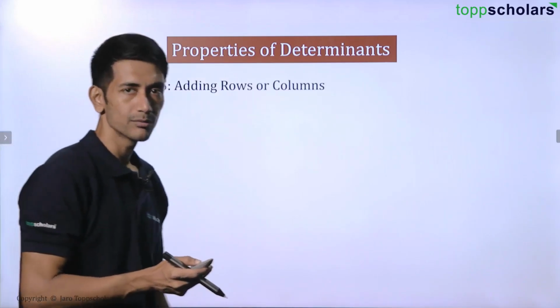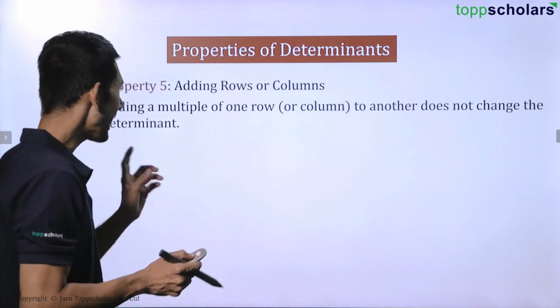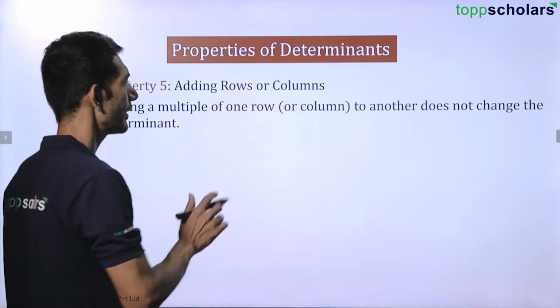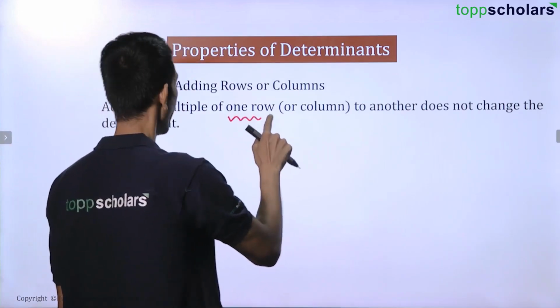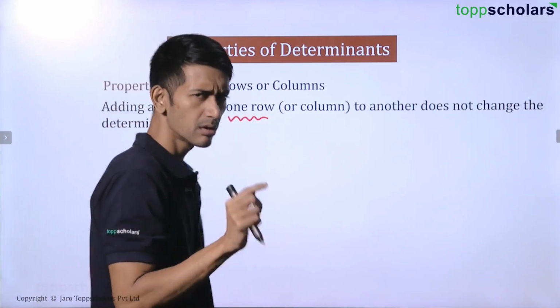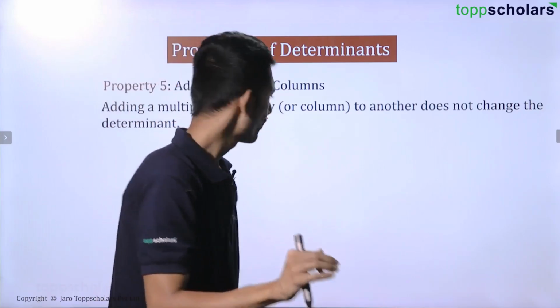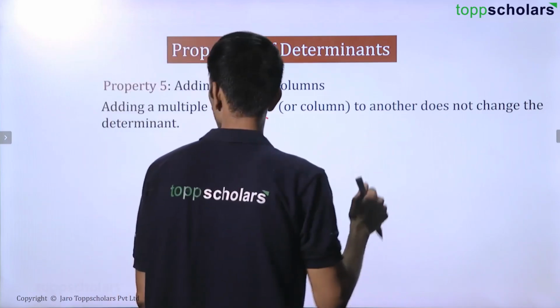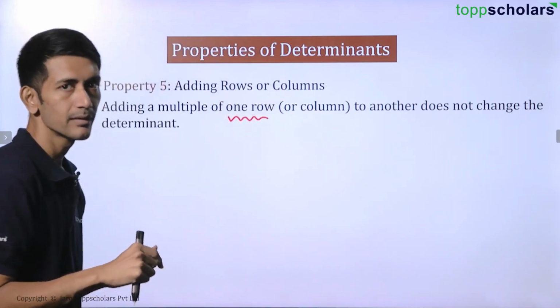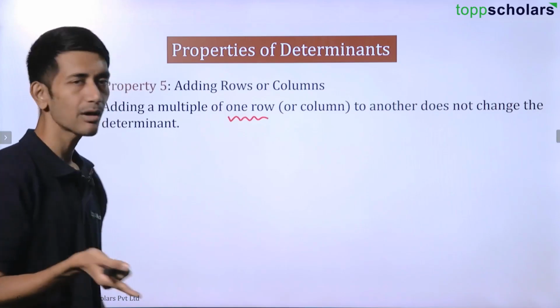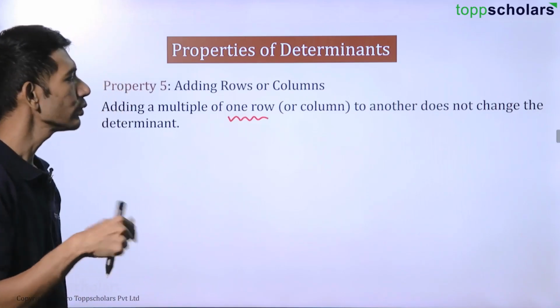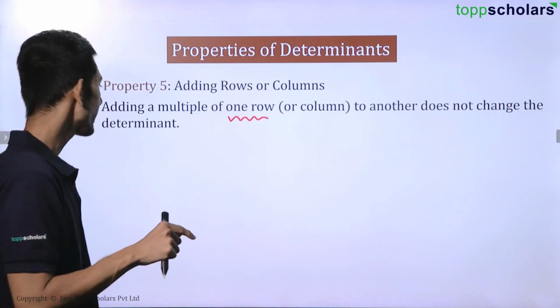Adding rows or columns. Now understand what happens when we add rows or columns. Adding a multiple of one row, or directly adding a row to another, does not change the determinant. Adding a multiple of one row to another does not change the determinant.